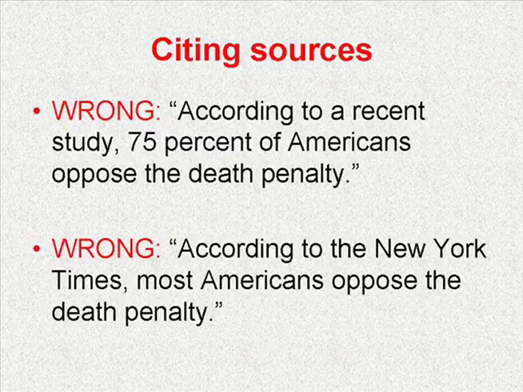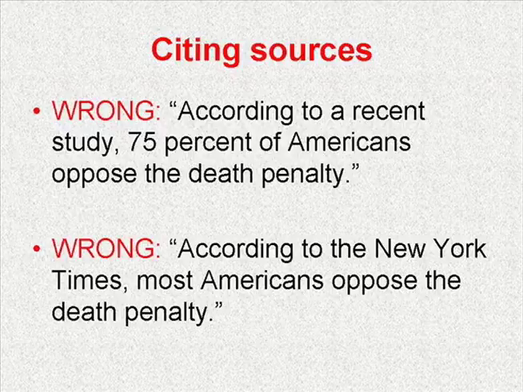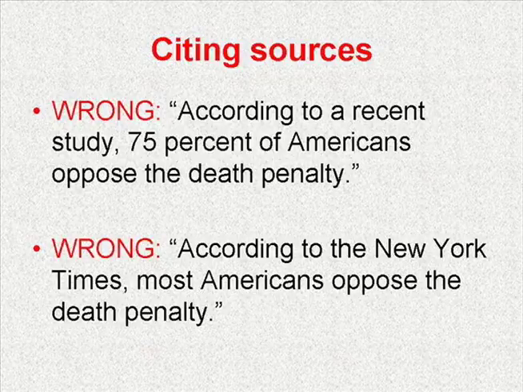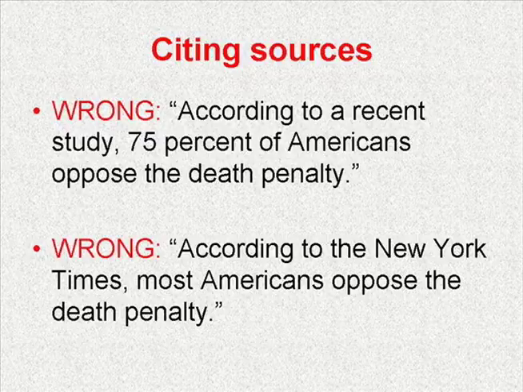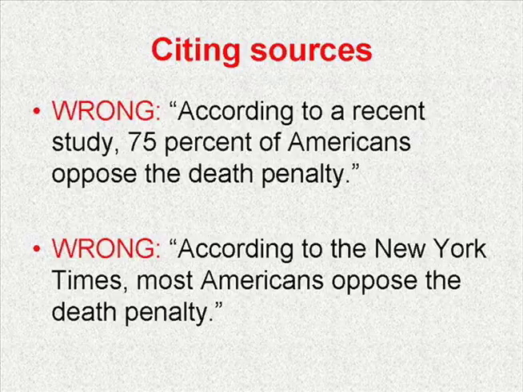All right, and there are wrong ways to do this, and there are correct ways to do this. If you go and, for example, find an article in the newspaper, say it's in the New York Times, and it reports on a new Gallup poll that came out that found that 75% of Americans oppose the death penalty. All right, well, what would the source of your information be? Would it be the New York Times? No, the New York Times only reported on the information. The source of your information would actually be Gallup. They're the ones who conducted the survey.